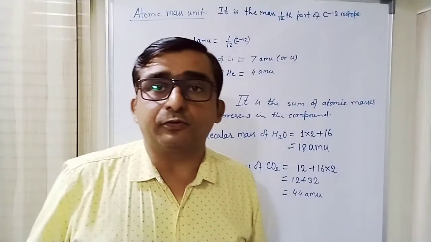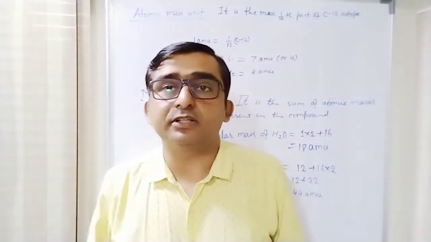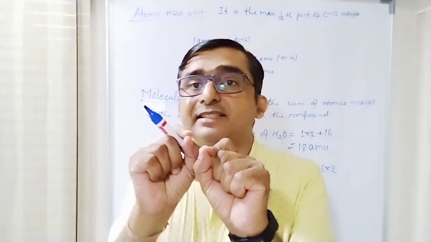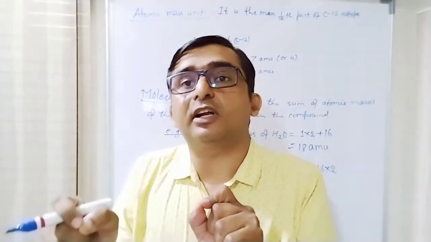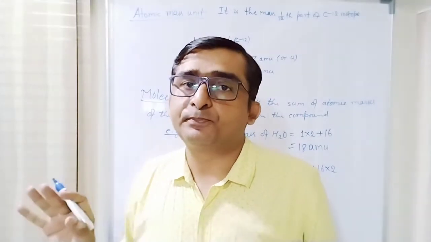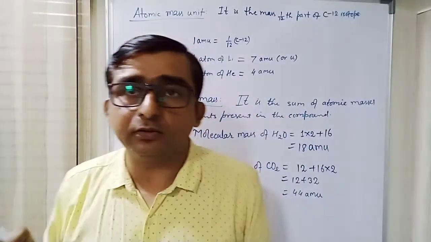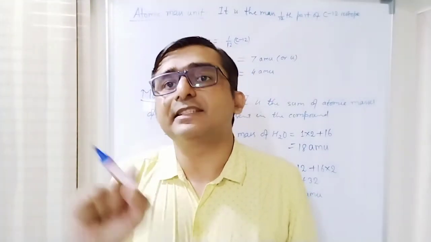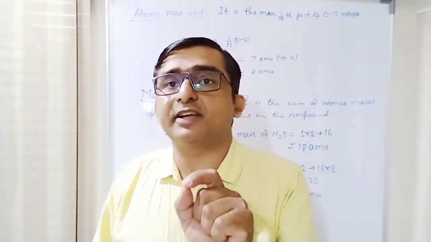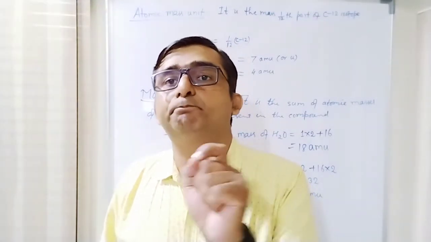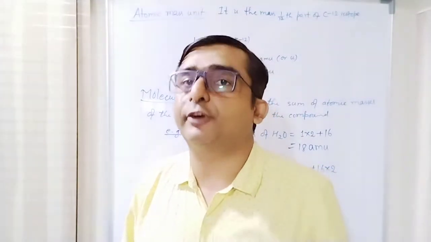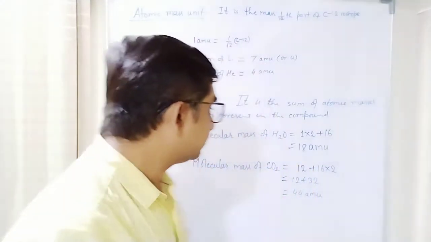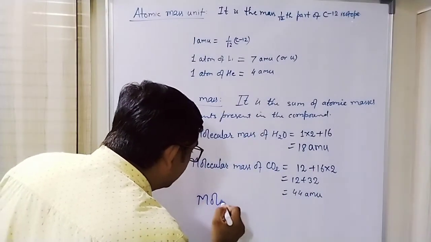One more thing I would like to specify, and you must remember it. If they ask you atomic mass or molecular mass, you will write it as AMU. If they ask you molar mass, you will write it in gram per mole. Once again, for atomic mass or molecular mass, write AMU. Whenever they ask for molar mass, write gram per mole. You should not forget to write the unit, because sometimes you lose marks just because of not writing the unit.